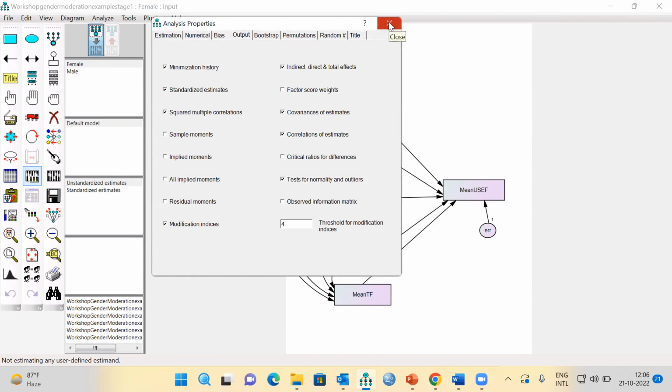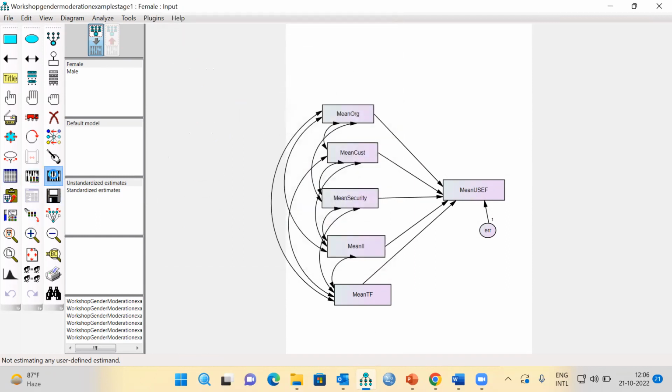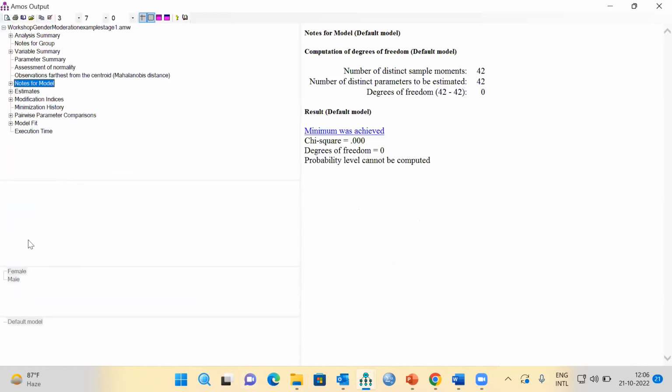Same things you need to select, nothing else. 1, 2, 3, and 8, and in this case 1, 3, 4, and 6 on the left and right hand side, and run the analysis. So once you have run the analysis, go to the output. Now there are two things. One is you need to look at the paths.